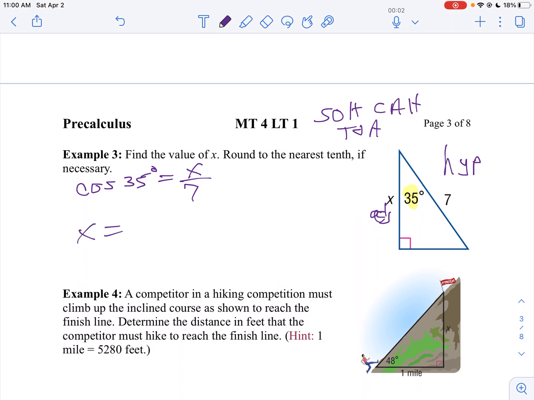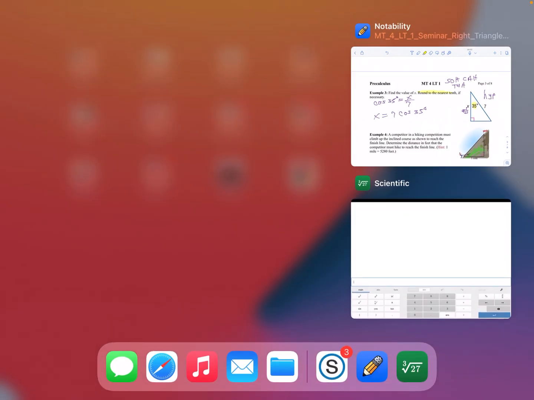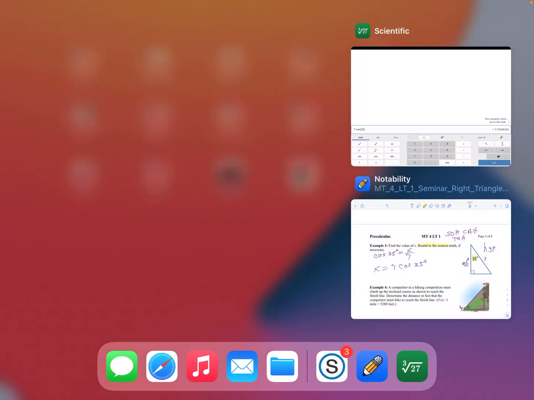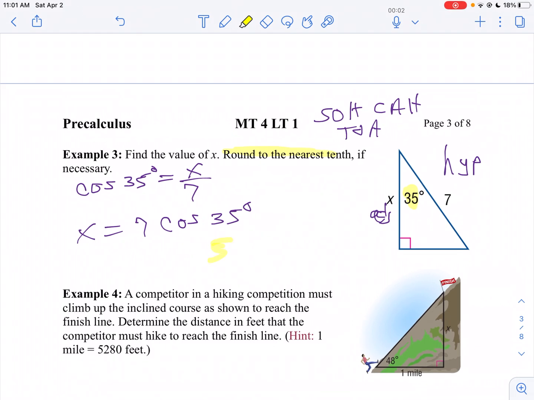So then x, the exact answer is 7 times the cosine of 35 degrees. But notice this question says round to the nearest tenth, so we're going to use our calculator. So if I take out my calculator, make sure you're in degrees. You see in the top row there, I've got the degrees, so I'm going to take 7 times the cosine of 35 degrees. My answer is 5.7. I want to round it to the nearest tenth. Whoops. I have my highlighter still on there. So we get 5.7.